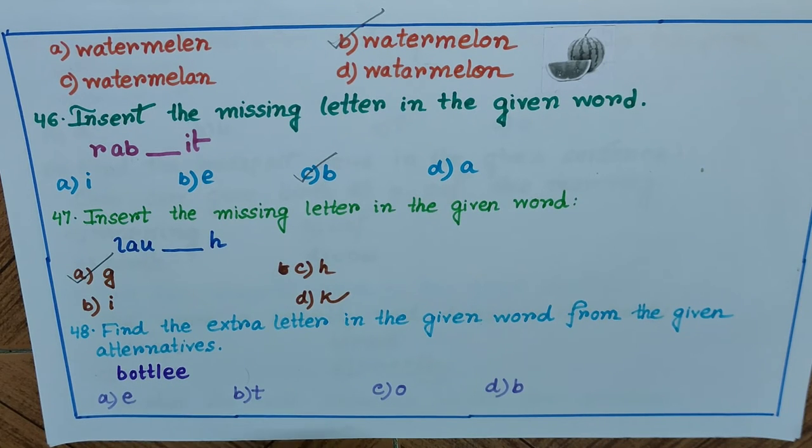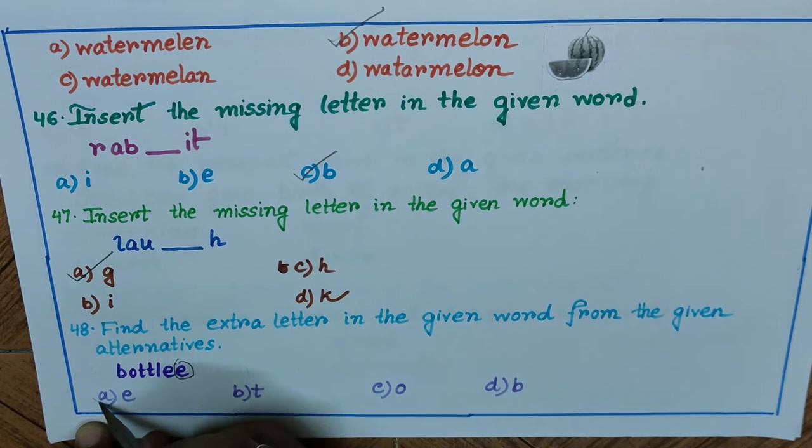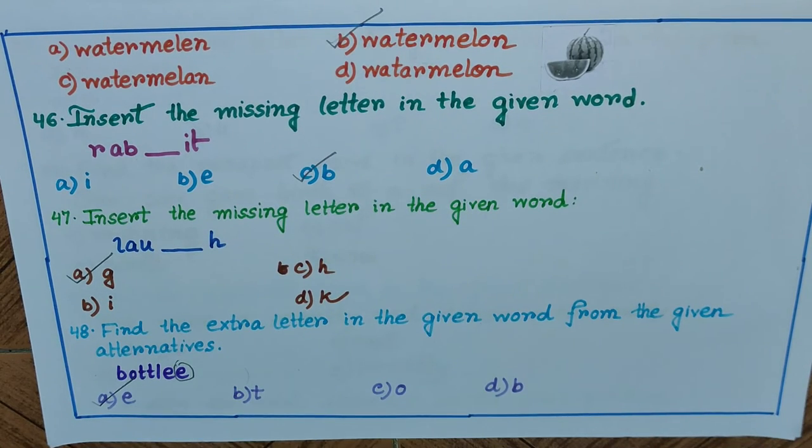B-O-T-T-L-E-E. So, bottle spelling, we have an extra E at the end for bottle spelling this E. And hence, answer A-E is the right answer. Let's go and see question 49 now.